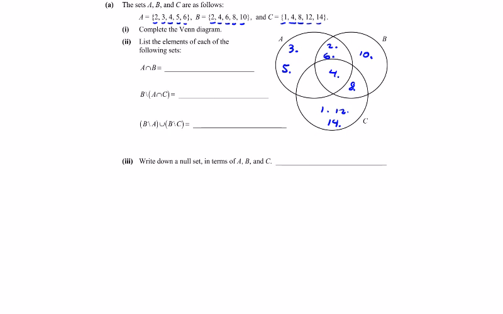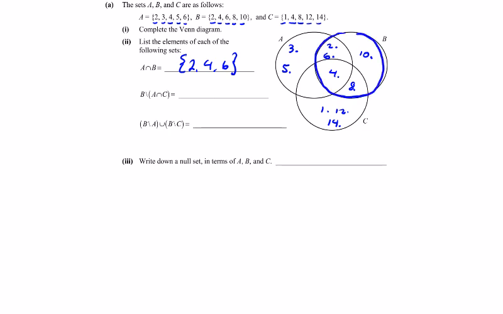So anything common to A and C: 2, 3, just the 4. 2, 3, 4, 5, 6, yeah, just the 4, just checking. So A intersection B. This is A intersection B: 2, 4, and 6. B less A intersection C, so the answer has to come from B.